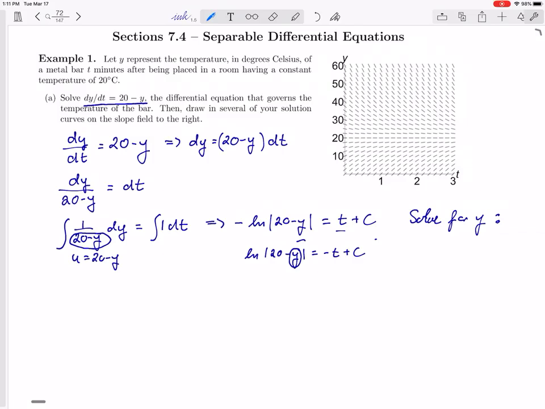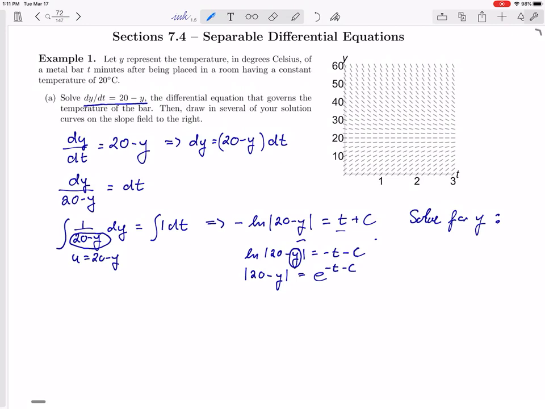Oh, and actually I made a small mistake, so let me fix that. When we multiplied by minus 1 on both sides, that c also became negative. So I need to get to that y. So I take e to the left-hand side and e to the right-hand side. The e and the ln will cancel, and I'm left with the absolute value of 20 minus y is equal to e to the minus t minus c.